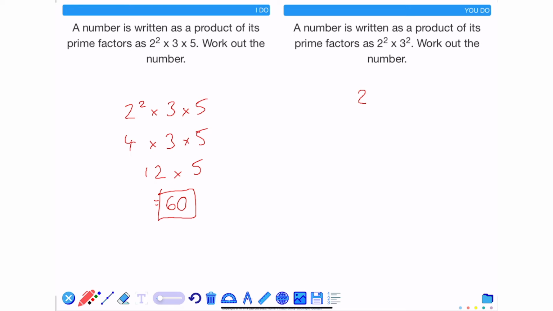So evaluating 2 squared times 3 squared would give me 4 times 9, which would give 36. 2 squared times 3 squared is 36.